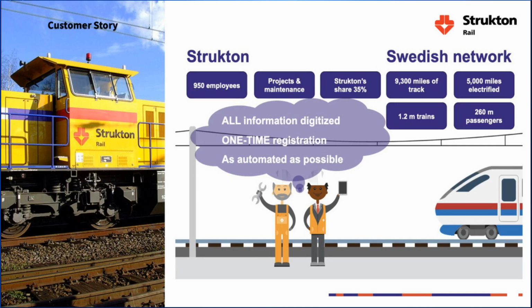So at Strukton, they have 950 employees. They deal with projects and maintenance. It looks like their share of the network is at 35%, and they have 9,300 miles of track. One thing that makes them interesting is that they don't own this infrastructure, to my knowledge, but they are responsible for taking care of it. So obviously we see circumstances like that, and that makes things, I think, all the more important.